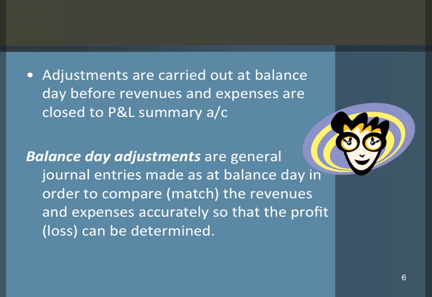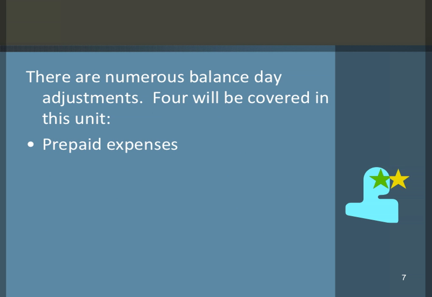Okay, so there are a number of balance day adjustments. I think there's probably about 7 in all. We're going to do 4 in this unit. And those 4 are 2 related to expenses and 2 related to revenues. And they are prepaid expenses. These are adjustments made to expenses that are considered to have been paid ahead of time.